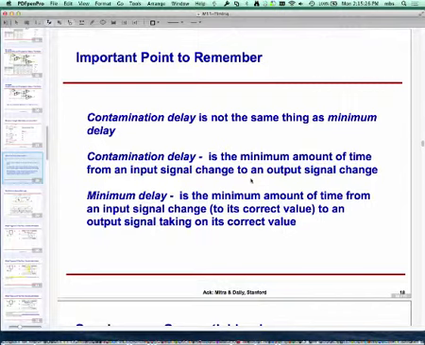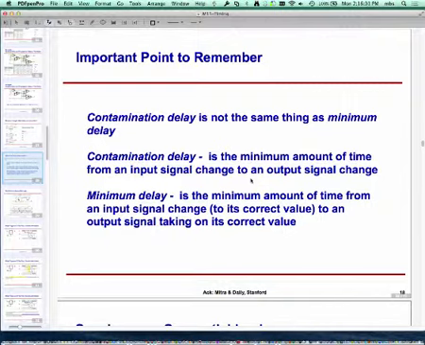And then we also talked about how, when you are making more complicated logic, and you know the contamination delay and propagation delay of the components, you can compute them for the whole circuit. The idea is you enumerate all the paths from input to output, and you take the maximum of the sum of all the propagation delays along each path, and that will give you the propagation delay for the whole circuit. And likewise, you find the sum of contamination delay for each path, and then take the minimum across all the paths, and that will give you the contamination delay.